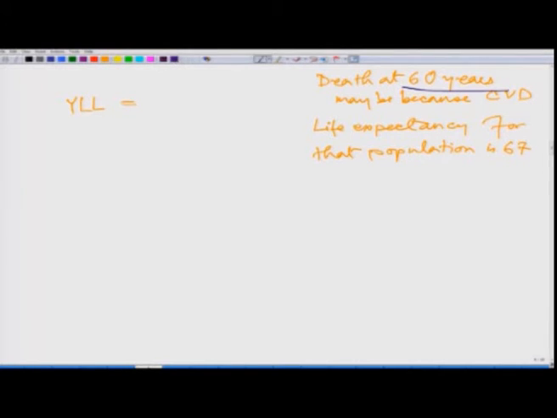So one person is 60 years, he passed away. However, he was supposed to live for 67 years, if the life expectancy is 67 years. So what is the years of life lost? Simple, 67 minus 60, that is 7 years. Years of life lost because of premature death, death before the life expectancy. If the person dies after life expectancy, no problem, because he has lived his quota, the average expected life.